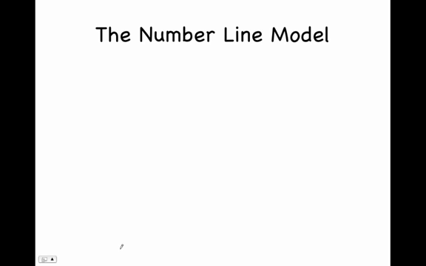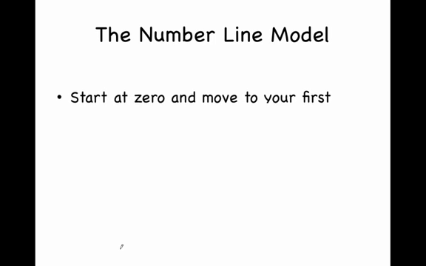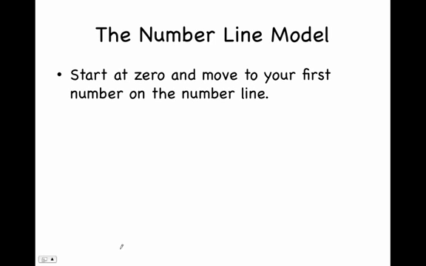Okay, here we go. So let's talk about the number line model again first. And this is the way people are often first introduced to integer operations. Now, for subtraction, the procedure is similar to addition. You start at 0, which is your home, and move to your first number on the number line, whether that be positive or negative.